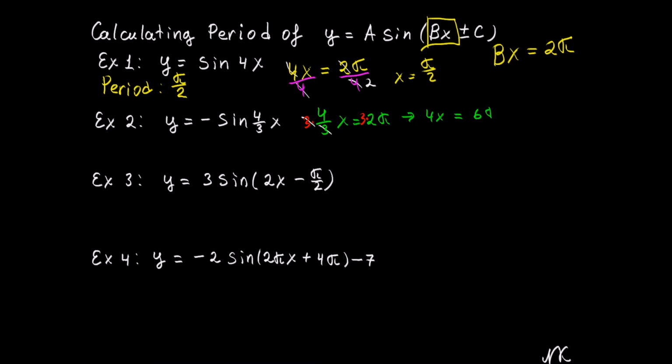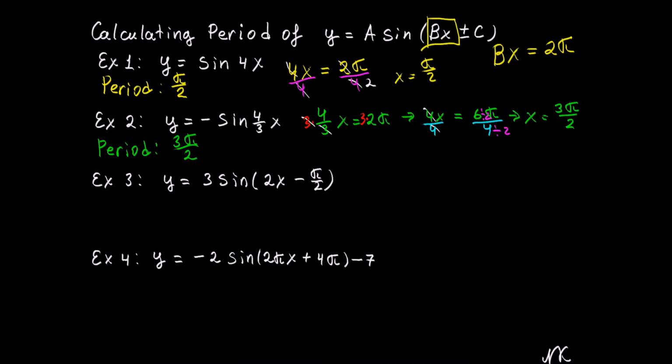We have 6 pi. Now we can undo multiplying by 4, so the inverse would be to divide by 4. Whatever we do to one side, we do the same thing to the other side, so divide by 4. 4 and 4 will cancel on the left, and on the right, both 6 and 4 can be reduced by 2. So we get x equals 3 pi over 2. So the period of y equals negative sine of 4/3 x is 3 pi over 2. Every 3 pi over 2, a new cycle will begin.